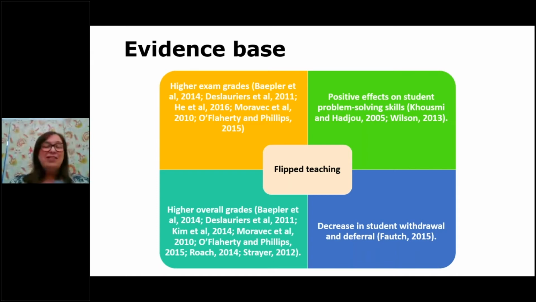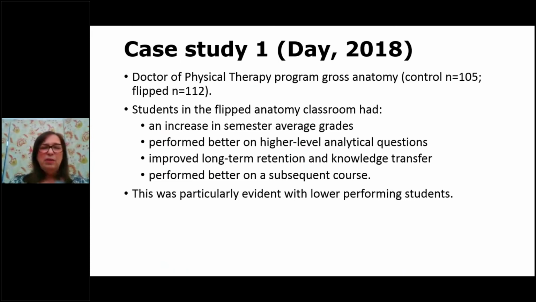But let's have a look at a couple of case studies in a little more detail. So there's a study that was published by Day just earlier this year. And that was for students undertaking a gross anatomy course on a Doctor of Physical Therapy. This study involved a control group of 105 students and a flipped trial of 112. The results showed that the students in the flipped group had an increased semester average grade.